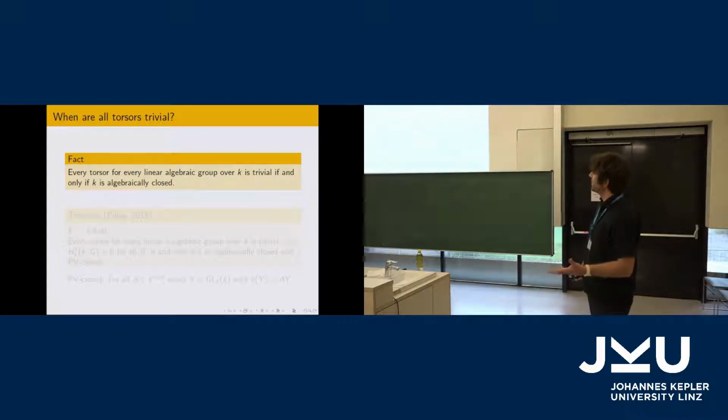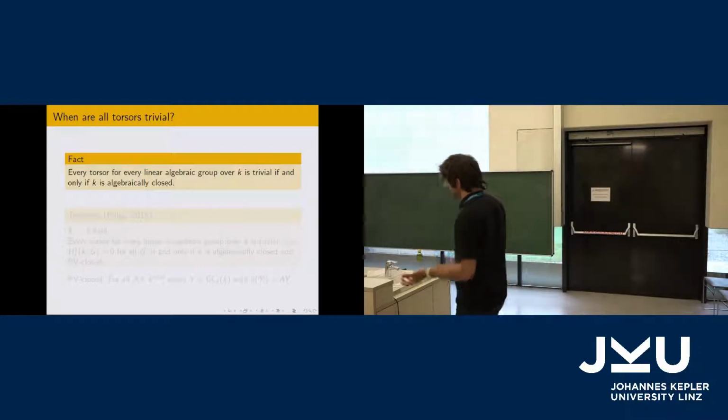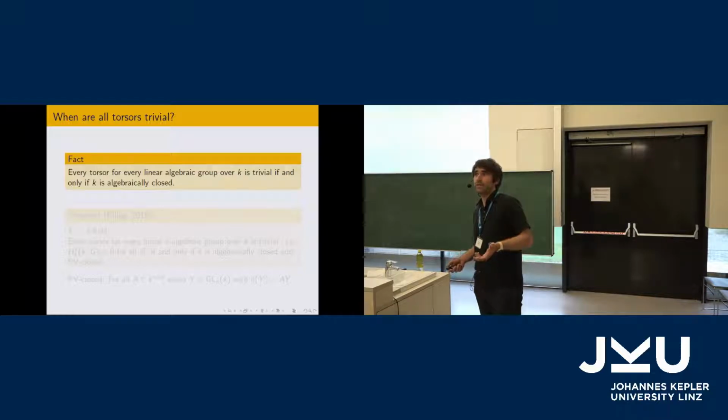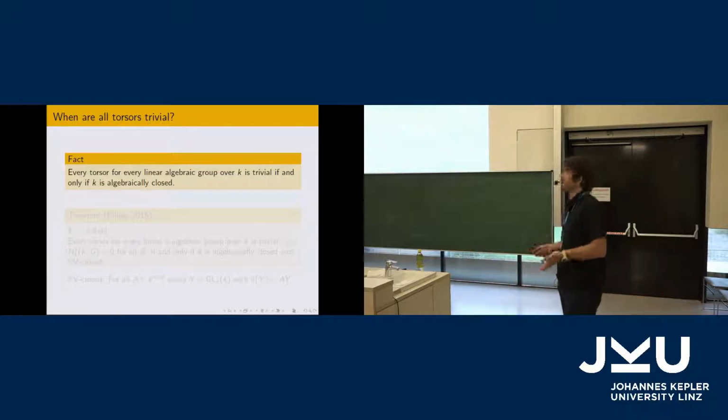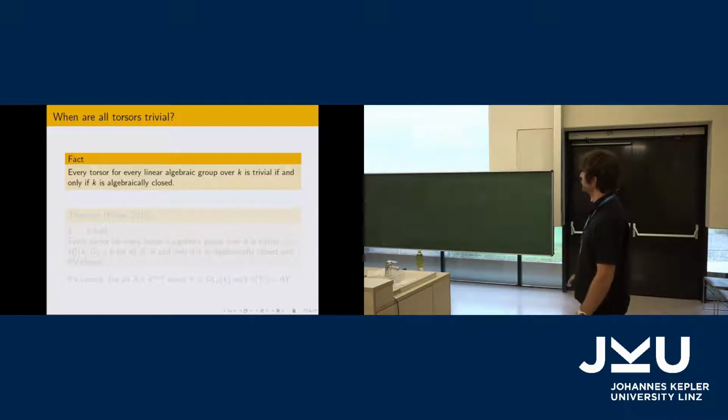The idea here is that you can think of any finite Galois extension as defining a torsor for that Galois group. And so if the torsor is trivial, the Galois extension has to be trivial, and so the field has to be algebraically closed.